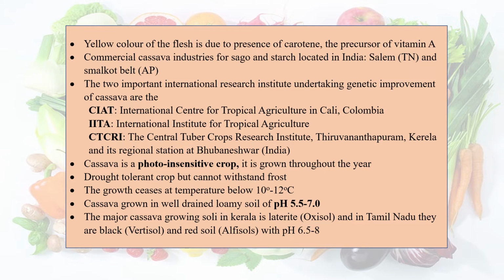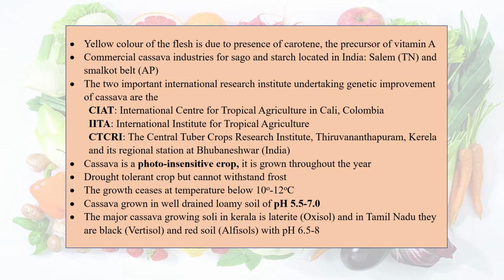The two important international research institutes undertaking genetic improvement of cassava are CIAT, International Center for Tropical Agriculture in Cali, Colombia, and IITA, International Institute for Tropical Agriculture. And one more, present in India, is CTCRI, the Central Tuber Crop Research Institute in Thiruvananthapuram, Kerala, with its regional station at Bhubaneswar. Cassava is a photo-insensitive crop. It is grown throughout the year.